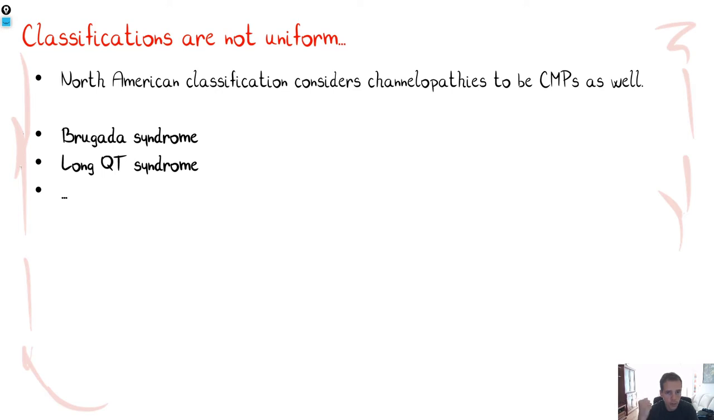For example, the North American classification also considers channelopathies to be cardiomyopathies. Channelopathies are a group of diseases caused by inborn mutations in channels for various electrolytes in the heart, and the result is usually some sort of arrhythmia. So these are congenital arrhythmogenic syndromes, and the North American classification includes those channelopathies in the cardiomyopathy group. The European approach is more morphological, because channelopathies are usually functional diseases. But the North American classification includes channelopathies such as Brugada syndrome, long QT syndrome, and some others.